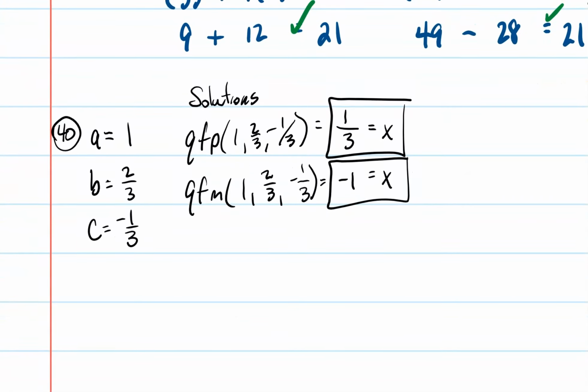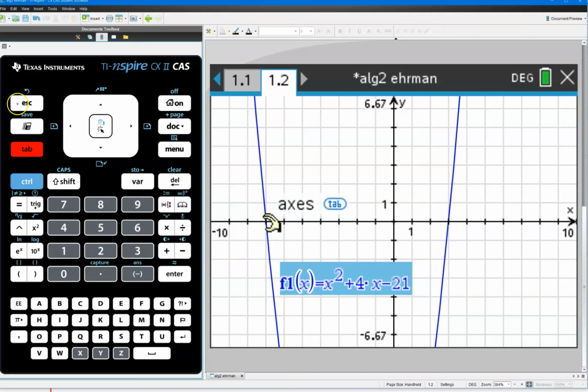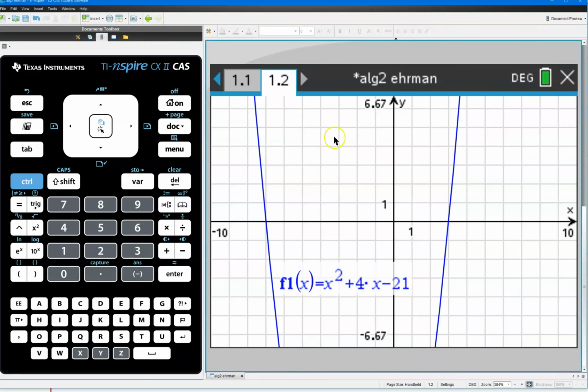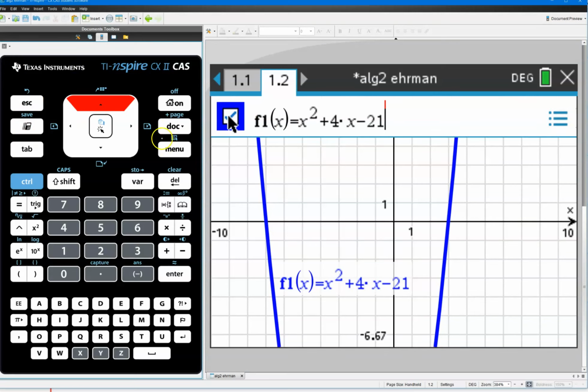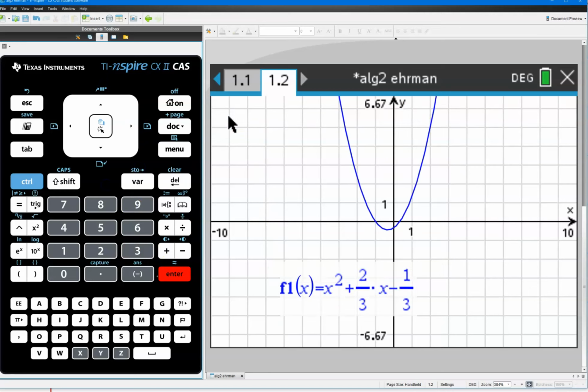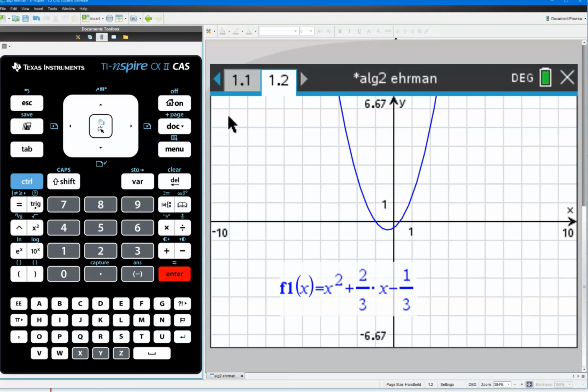For number 40, I need an equation that has an a value of 1, b value of 2/3, and a c value of -1/3. So if I press the tab button, whoops, let me escape out of that. Press the tab button, try it one more time. Tab button, that brings up my formula bar up top. I can erase the a, b, and c values if I need to. So my a value is still 1. My b value is going to be 2/3. I'll just write that as 2 divided by 3. And my c value is -1/3. And press graph.